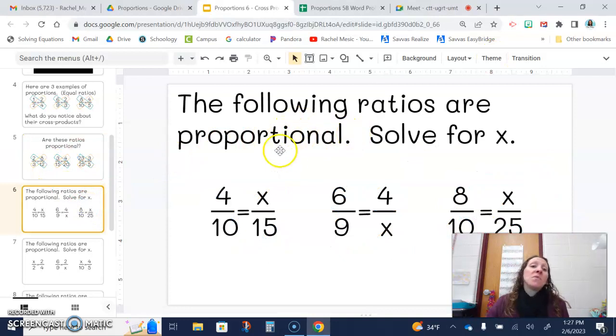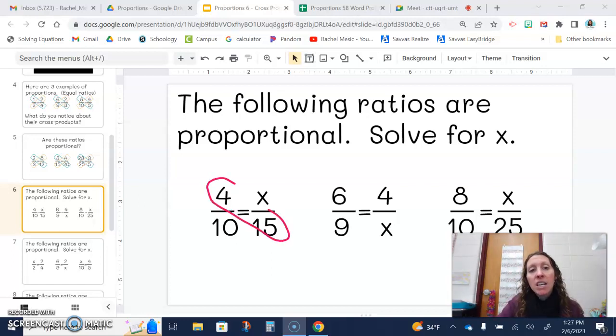All right, so if we are told that these ones are proportional and we need to solve for x, we can try to use the arrows. But let's say if we start at the number 4, 4 times something is 10. Well, technically it's times a decimal, but we don't want it times by decimals, so we can use cross products to solve this. 4 times 15 is 60.